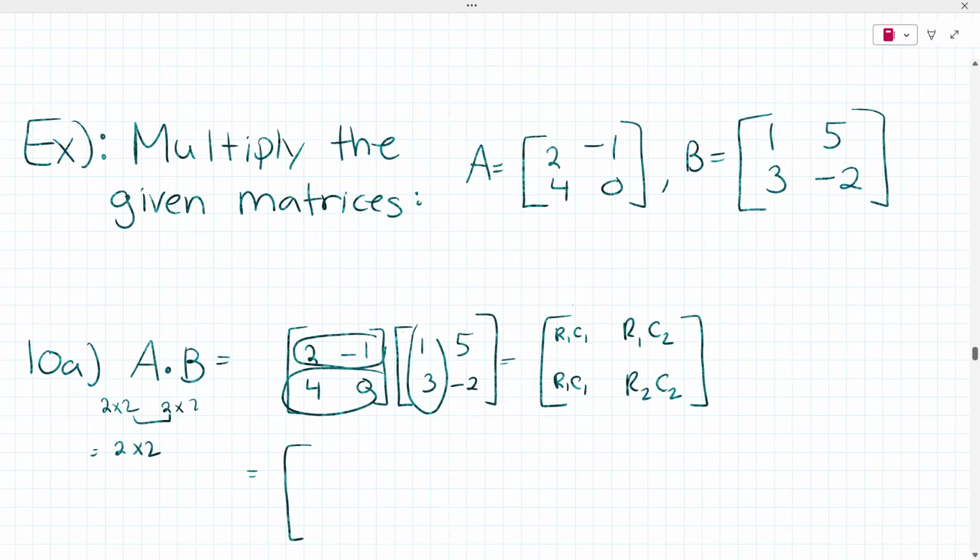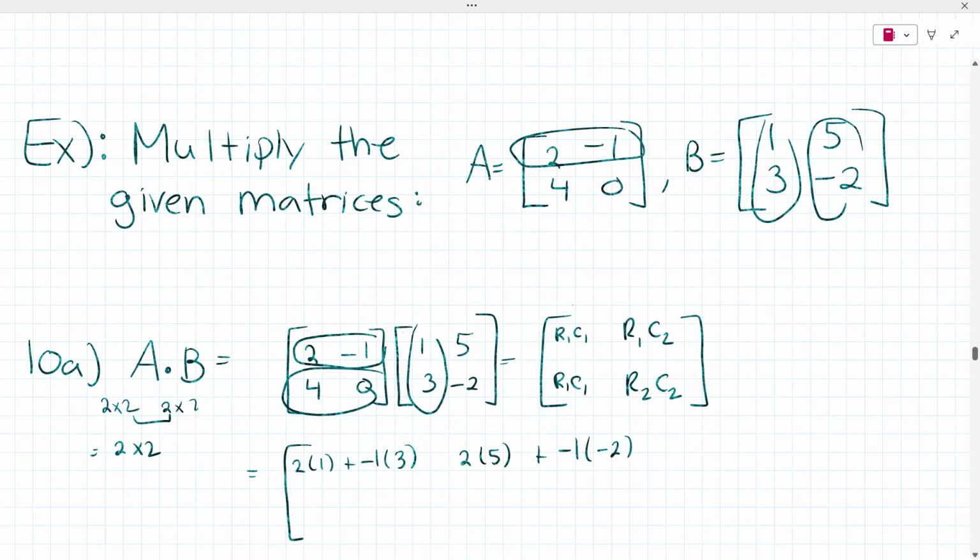So let's start with this number here, row 1 times column 1. So this row times this column. So how do we do that? It's 2 times 1 plus -1 times 3. Now let's do this number here. It's basically the first row times this, now this column. So that is going to be 2 times 5 plus -1 times -2.